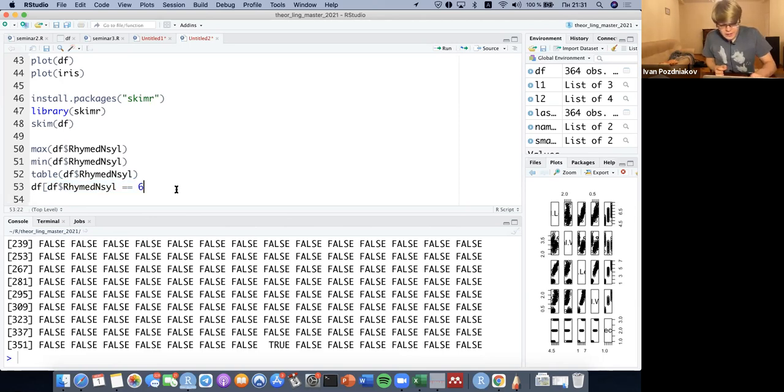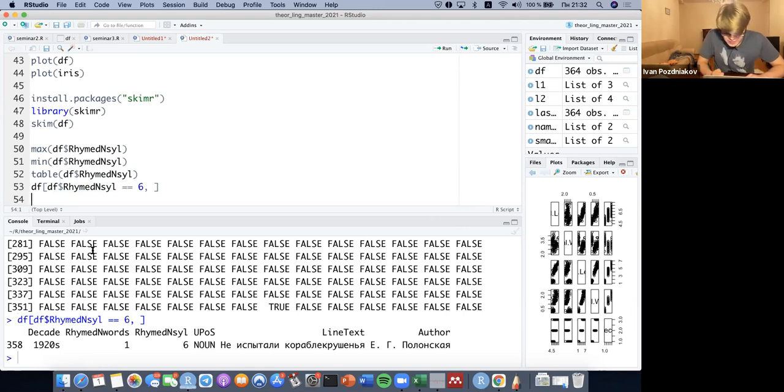So we set this line of code before the comma. And what would we use after the comma to get the whole line? Actually, we'll use nothing there, because if we do not use anything there, we get all columns. We want to have all columns, but one specific line where on this position, right, the syllable count is equal to 6.